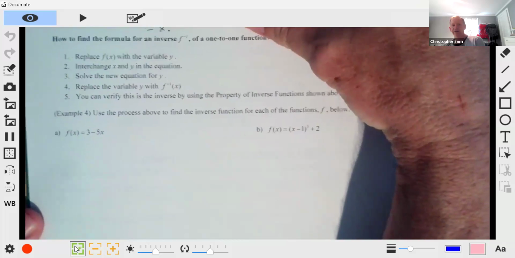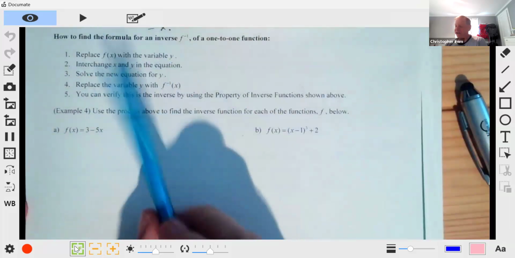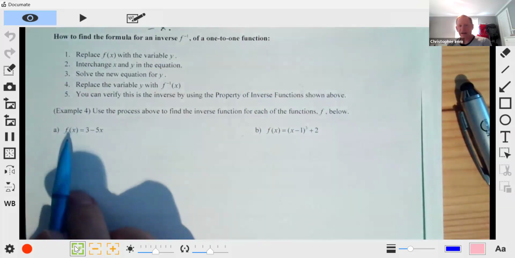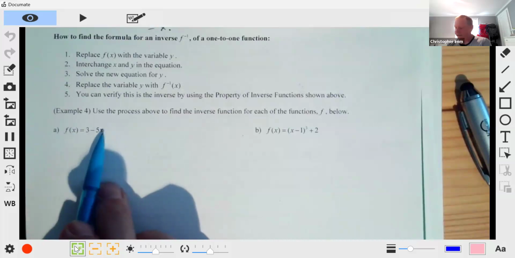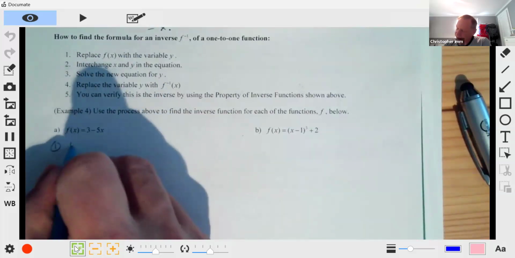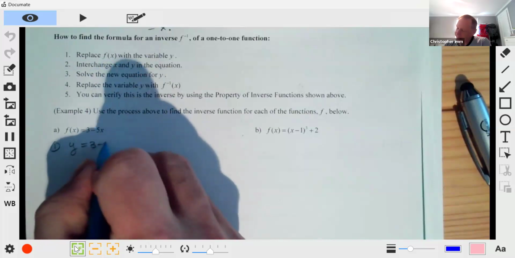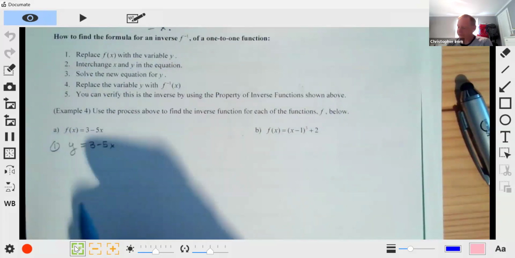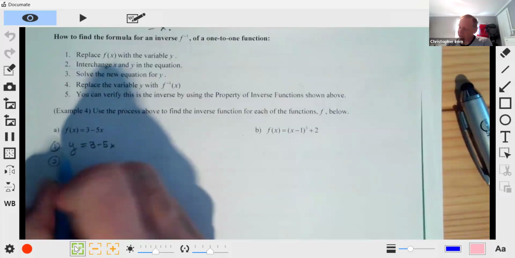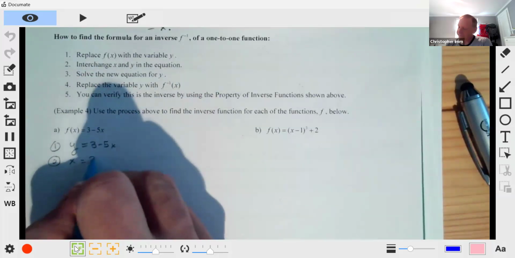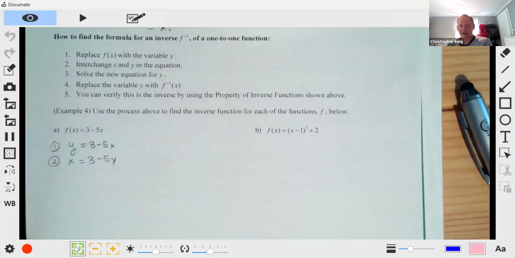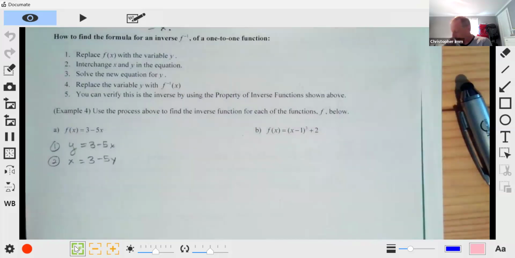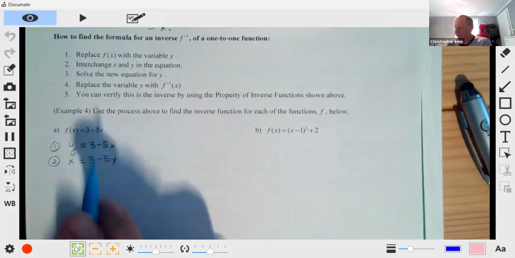What we're going to do is first start by replacing that function by the variable y. So if I'm looking at finding the inverse of this function, the first thing I'm going to do is replace that f of x by y. The next thing I'm going to do is switch x and y around, because really that's what an inverse does, right? It switches x and y. So I'm going to put x in for y and y in for x. The next thing I'm going to do is solve the new equation for y. So this is a line. To do that, I would subtract 3.